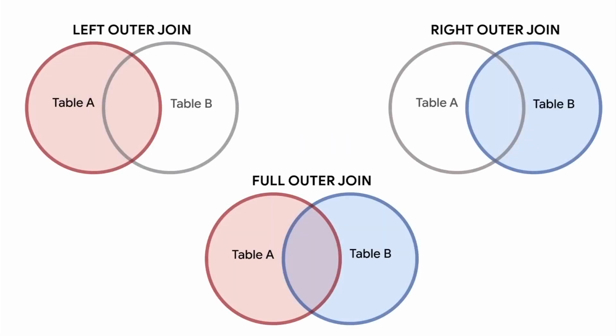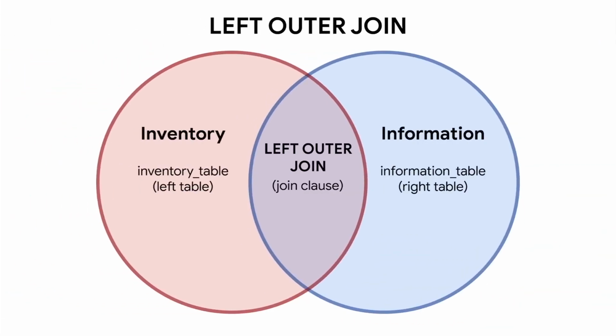Left outer joins return all the rows from the left side of the join clause and only match rows from the right. Right outer joins return all the rows from the right side of the join clause and only match rows from the left. Full outer joins return all the rows from both sides of the join clause. Kinji decides to use the most common outer join, a left outer join.